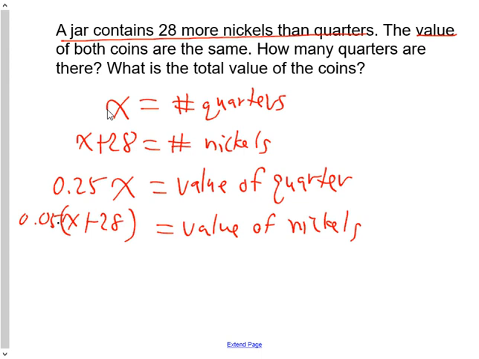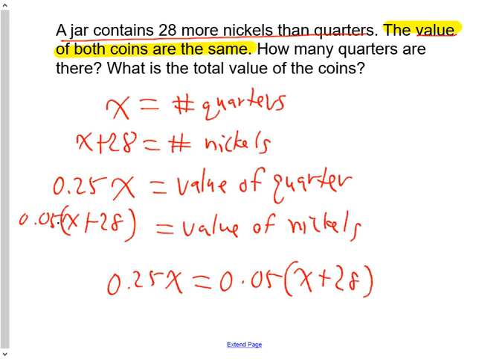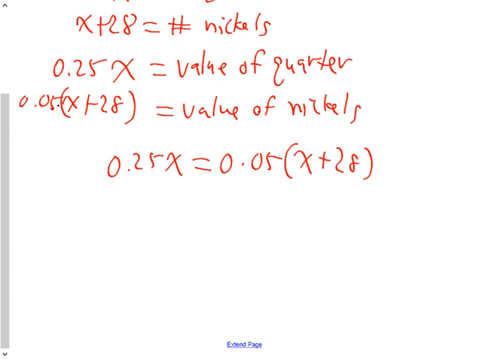And here's where we are able to create this equation. And that highlighted sentence, the value of both coins are the same. So what this means is I can take this expression, 0.25x, and make it equal to 0.05 multiplied by x plus 28. This says the value of the quarters is equal to the value of the nickels. And once we set it up as this equation, we can then work towards isolating it.